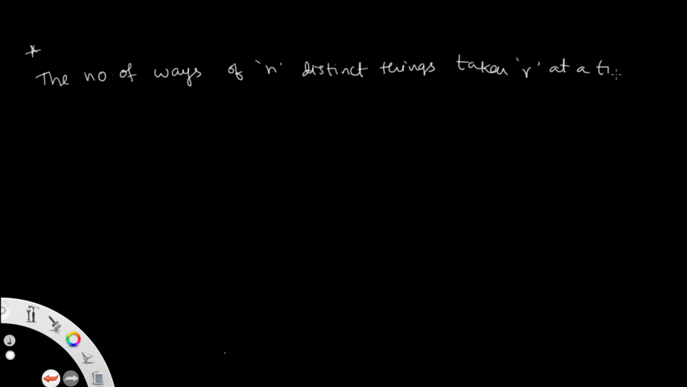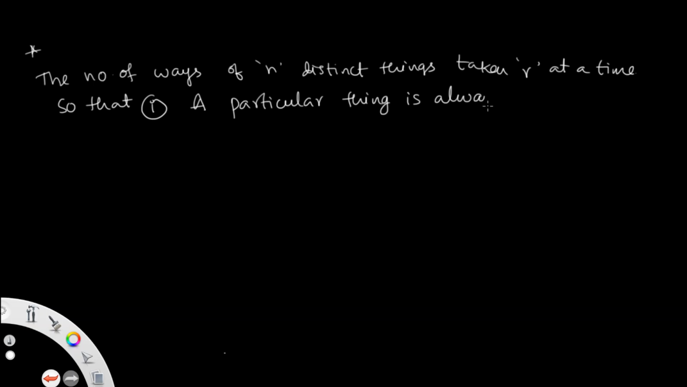The number of permutations of n distinct things, that is, the number of ways of arranging n distinct things taken r at a time, so that, first point, a particular thing is always included, is r into (n minus 1)P(r minus 1).